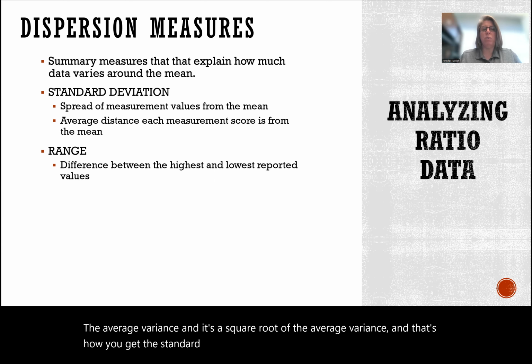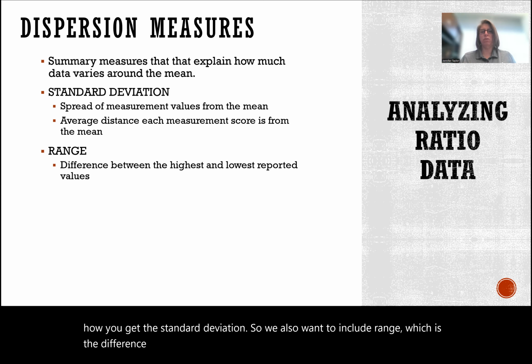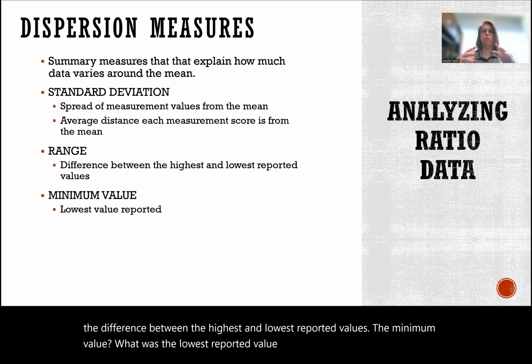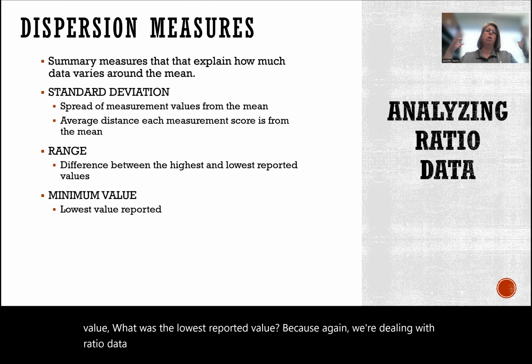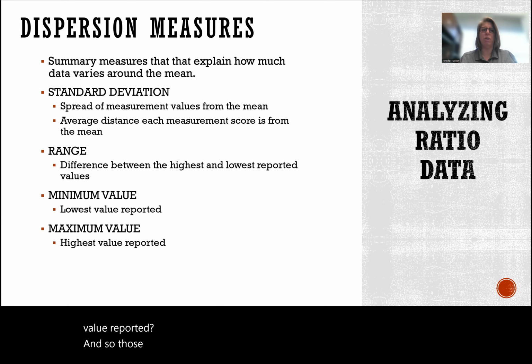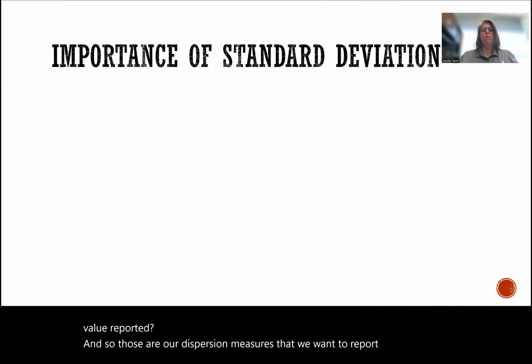So we also want to include range, which is the difference between the highest and lowest reported values. The minimum value, what was the lowest reported value? Because again, we're dealing with ratio data. It's an open-ended question. What was the lowest answer and the highest answer? And then we have this maximum value. What is the highest value reported? And so those are our dispersion measures that we want to report on.